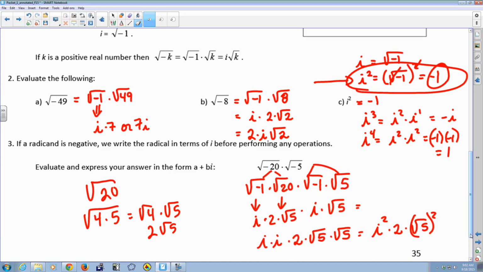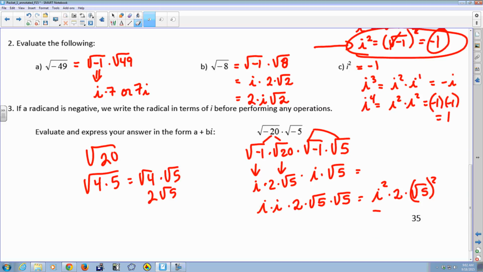So let's simplify this. We just saw that i squared is negative 1. So this becomes negative 1 times 2. And then the square root of 5 squared is just a 5. So notice our answer is negative 10. So this is why we can't multiply these two things and get 100 and say our answer is 10. Because the positive square root of 100 is 10. This symbol would be asking you for 10. And our answer is negative 10.